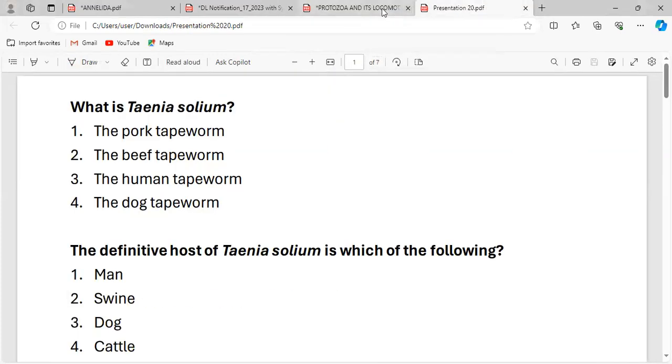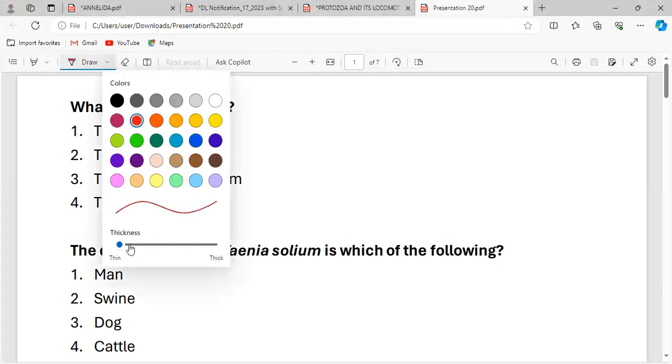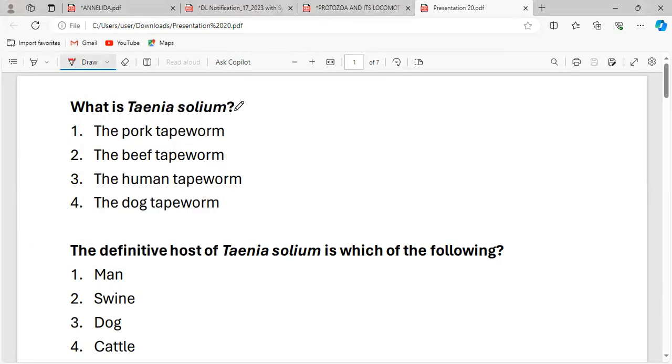Okay. Let's go to the test. Answer this question. Of course, the same question will be repeated. First question. What is Taenia solium?